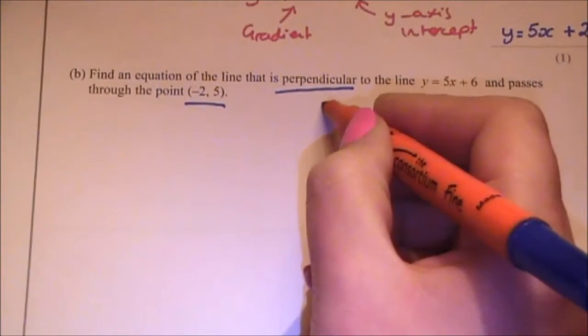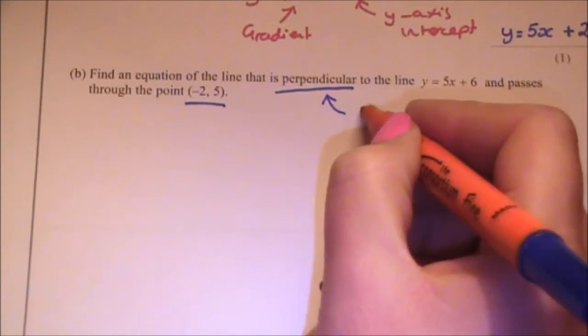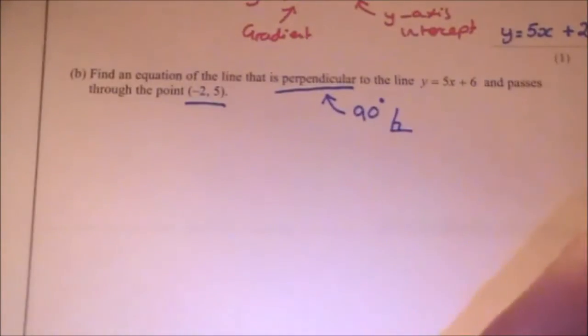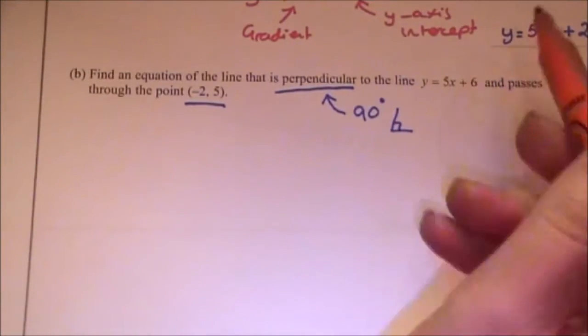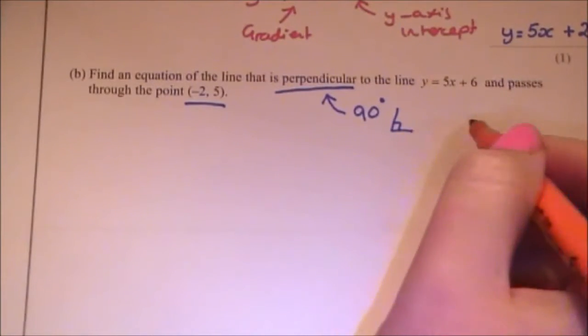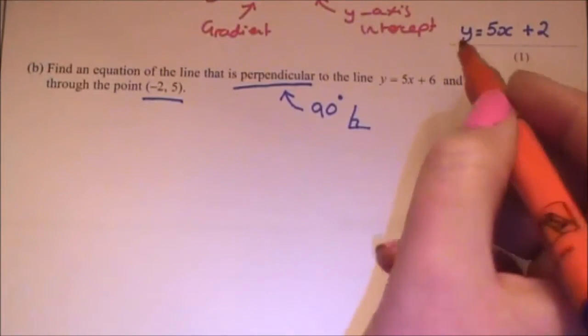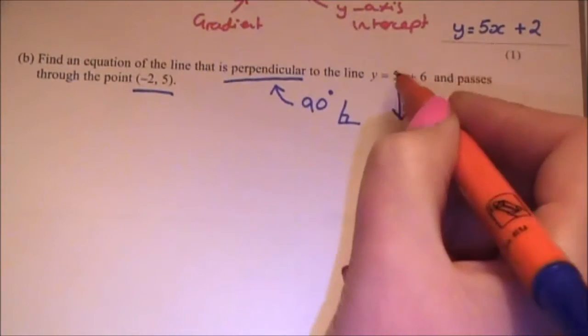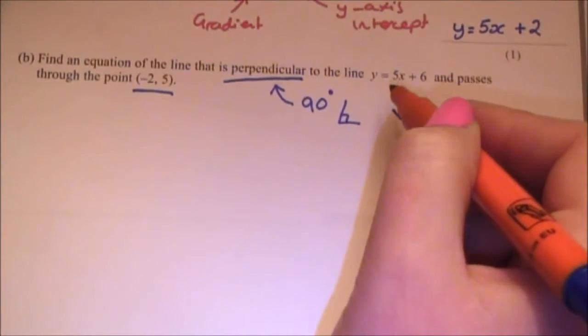So I'm going to be looking for a line that's perpendicular, and perpendicular means that they intercept at 90 degrees. So it's a right angle interception. So we're looking for a line that's perpendicular to that. Now, if you've got a perpendicular line, the major effect that that's going to have is on your gradient.